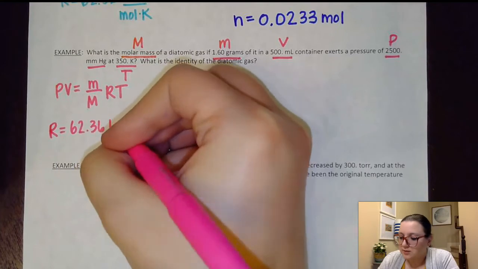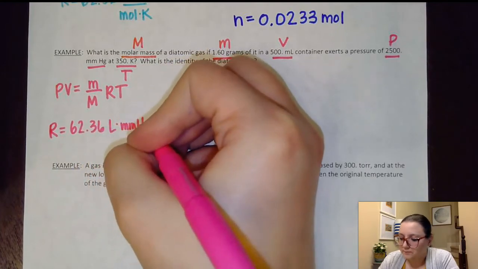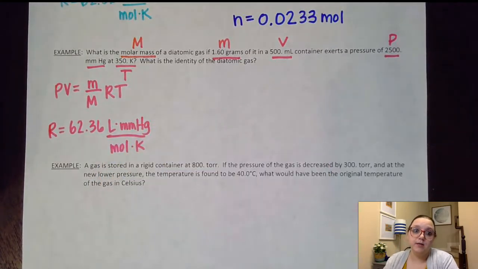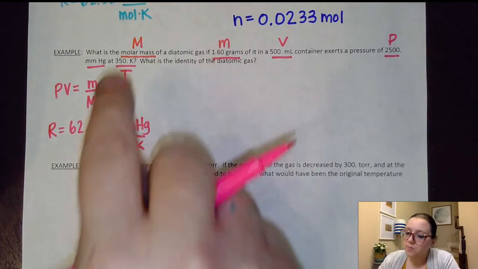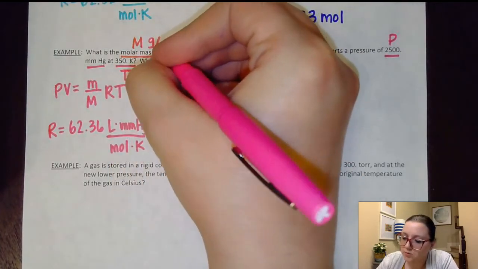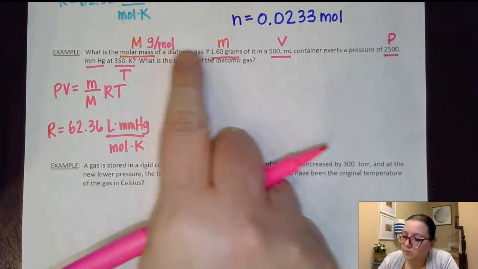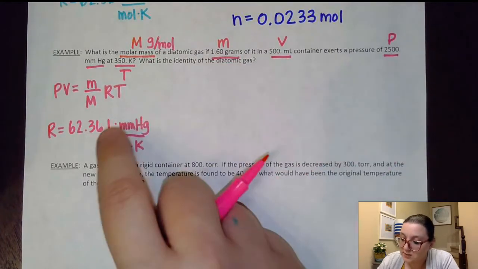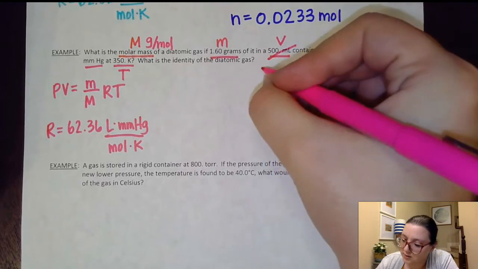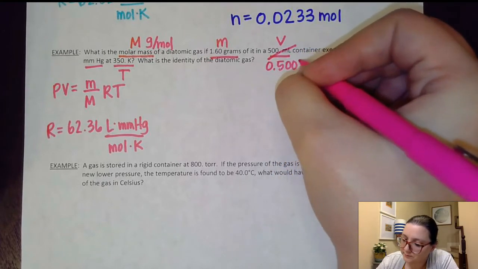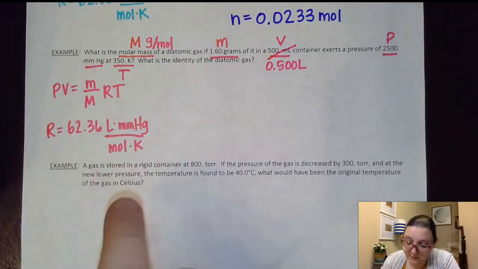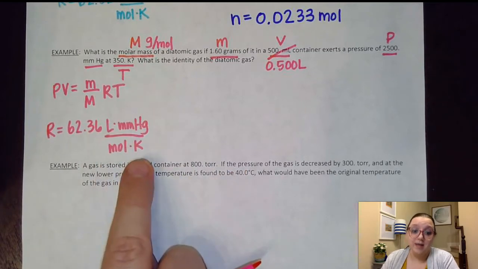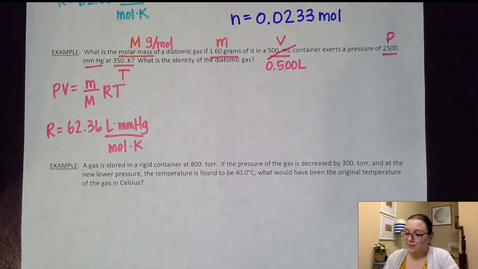62.36 liters times millimeters of mercury over moles times Kelvin. And again, before I plug in, I need to make sure all of my units match up. Now, molar mass is going to be a grams per mole situation because I have the grams for the mass right here. So that's where those units will match up. But this milliliters needs to be in liters. So just like we did a minute ago, this will become 0.5 liters. Our millimeters of mercury obviously matches up because we selected that. And conveniently here, our temperature is already in Kelvin. So that means I'm ready to plug everything in.